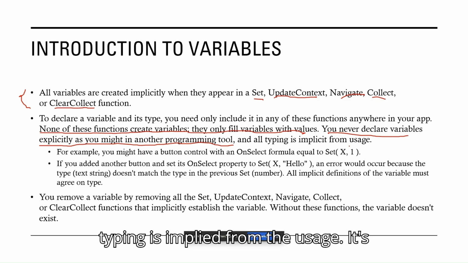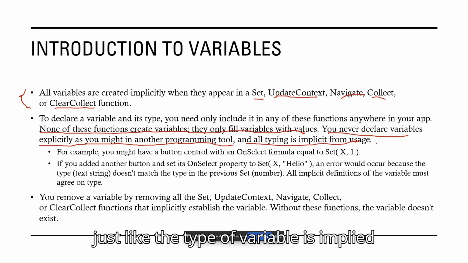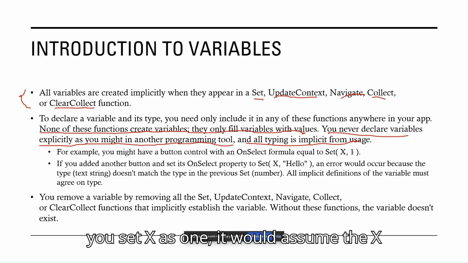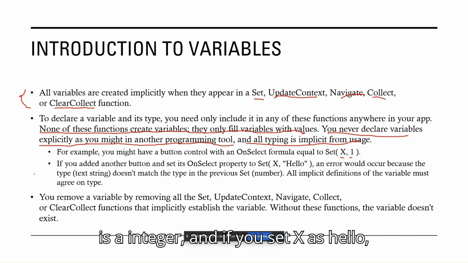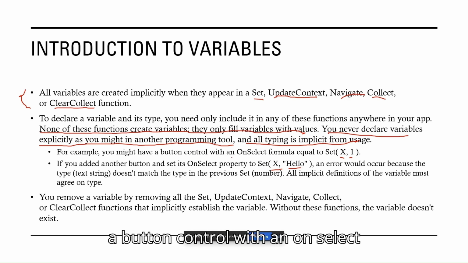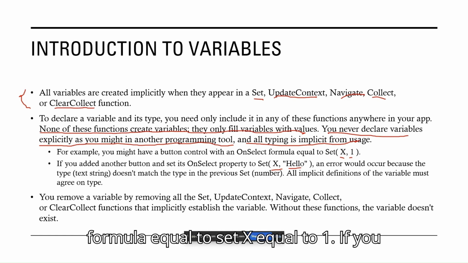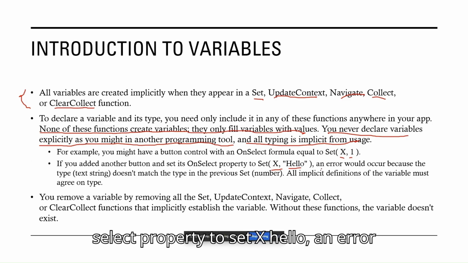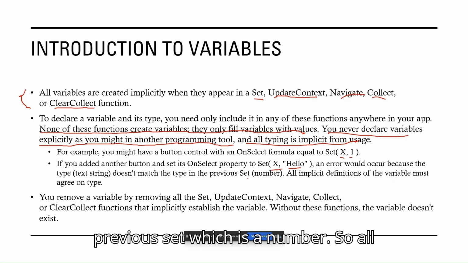And all typing is implied from the usage. The type of variable is implied from the way it is used. For example, if you set x as 1, it would assume x is an integer, and if you set x as hello, it would assume that x is a text. You might have a button control with an onSelect formula equal to Set x equal to 1. If you added another button and set its onSelect property to Set x hello, an error would occur because the type of text string doesn't match the type in the previous set, which is a number.